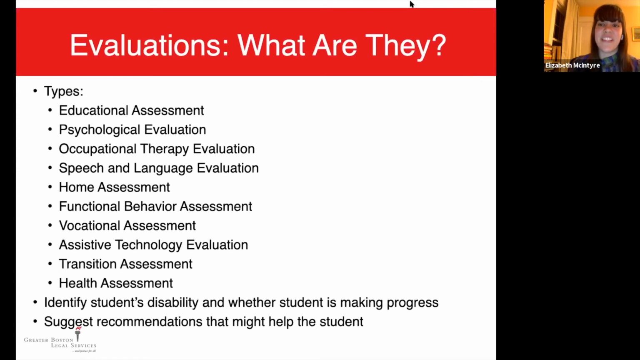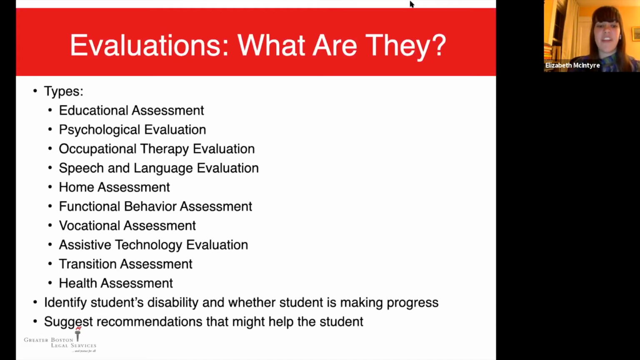And I will say, as an aside, this is a horrible way to talk about kids, which categories they fit in. I recognize that. I'm sure everyone on the call recognizes that. I'm talking that way because that is what the law looks at. And that's sort of the route we have to go in order to get kids services that they need.